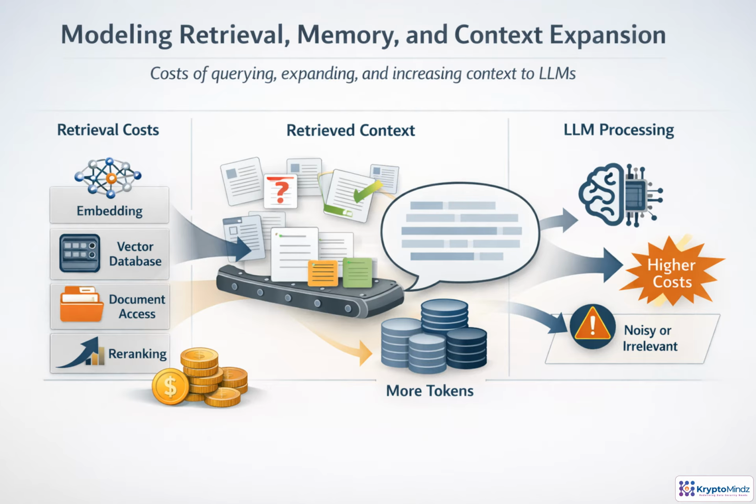Retrieval adds another cost chain before the model answers. A request may create an embedding, query a vector database, read stored documents, and sometimes run a reranker. Those steps carry direct infrastructure or API costs. Then comes the hidden multiplier. Retrieved chunks are added to the prompt, so the LLM processes more input tokens every time. If retrieval is imprecise, you pay for noisy context and may get worse answers. Model this with query volume, chunks returned, average chunk size, reranker use, and added tokens.